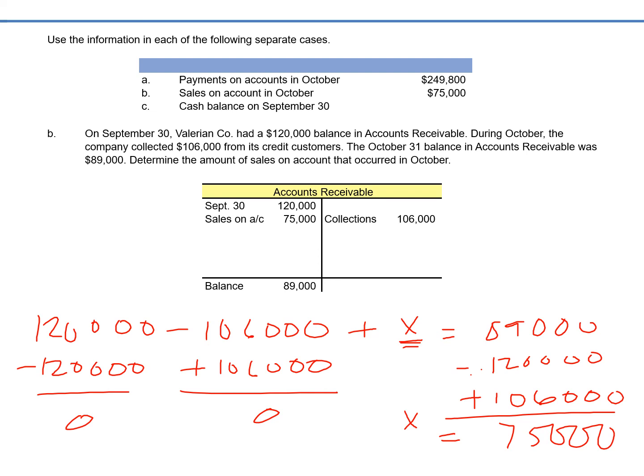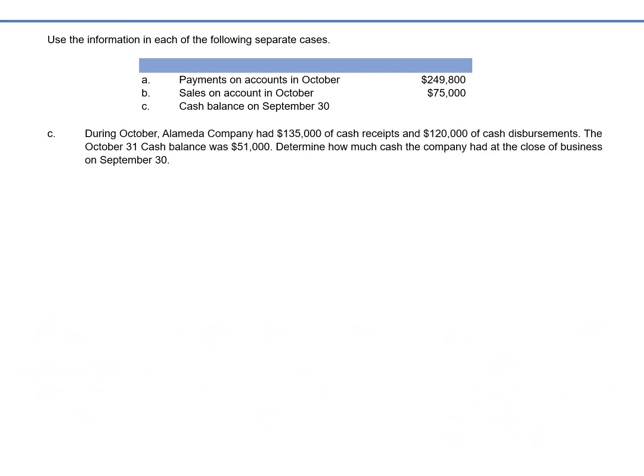Let's look at one more, part C. Okay, so during October, Almeda Company had $135,000 of cash receipts, $120,000 of cash disbursements. The October 31st balance was $51,000. And so they're asking us to determine how much cash the company had at the close of business on September 30th. So why don't you take a few minutes, pause the recording, attempt this on your own, and then we can check your answers and see how you did.